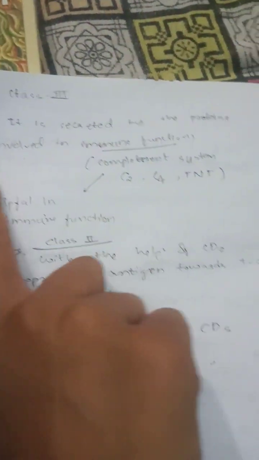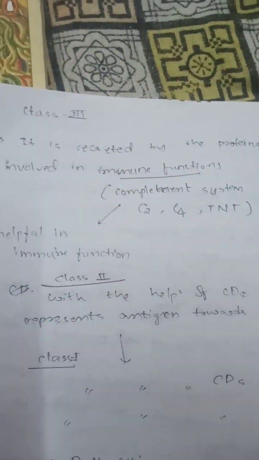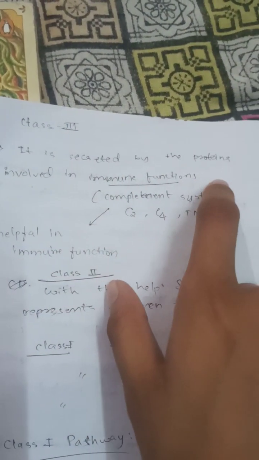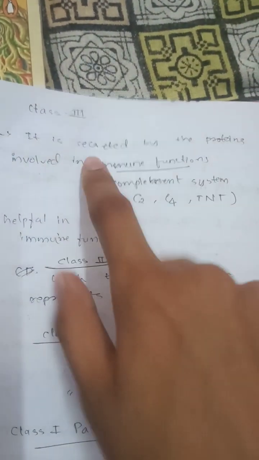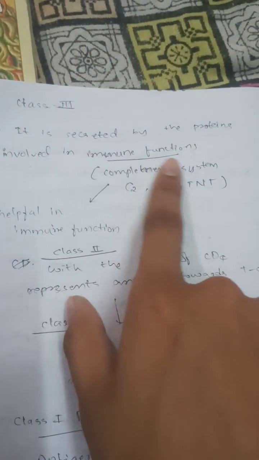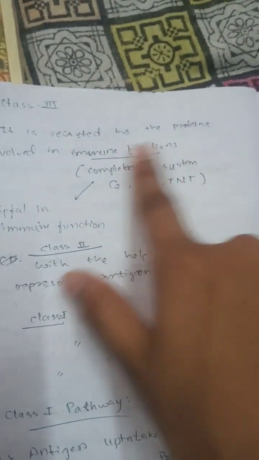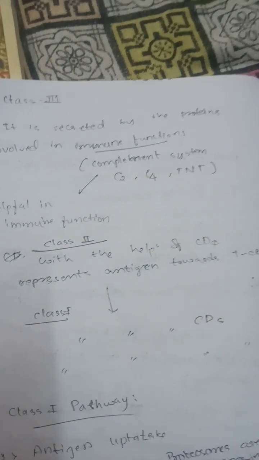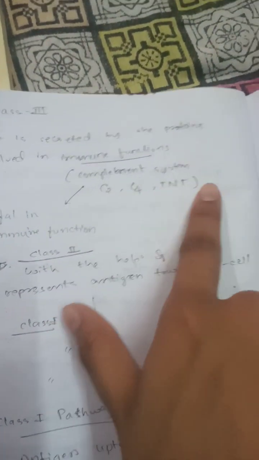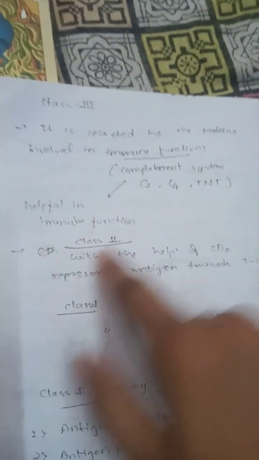Class 3 is not like class 1 and class 2, but these are produced by proteins. Class 3 MHC are secreted by the proteins involved in the immune functions. That is, the cells or proteins involved in the immune function or the complement system produce this class 3 MHC. So some are C2, C4, TNF, these are involved.